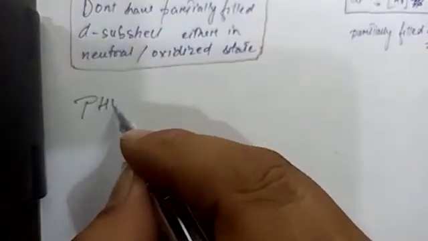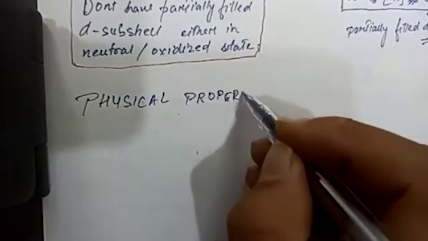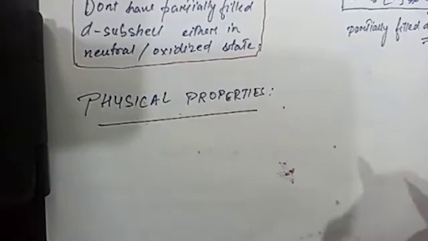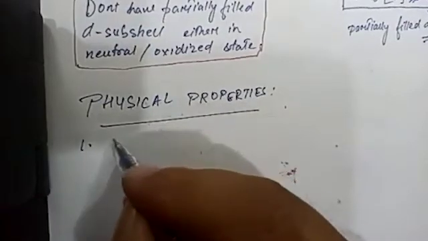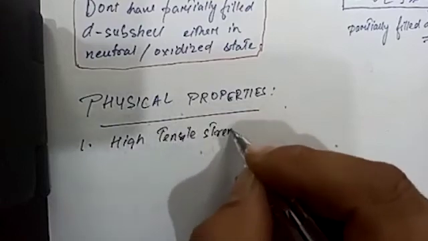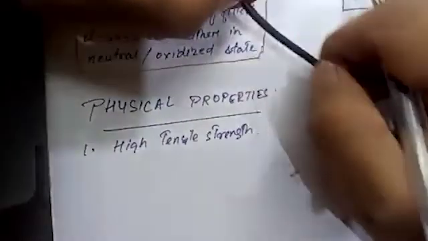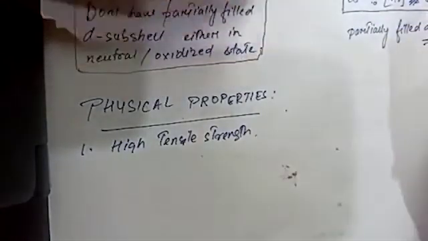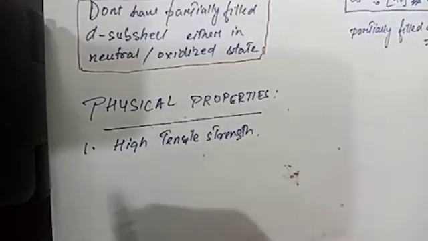So some of the physical properties that we can talk about. Number one, high tensile strength. We know that wires are made with d block elements or transition elements like copper, silver, gold. Tensile strength means you take a wire and try to pull. If it breaks, it has low tensile strength, and if it does not break, it has high tensile strength.